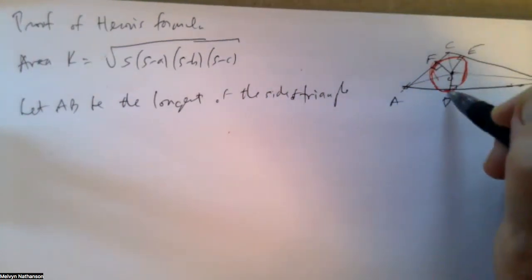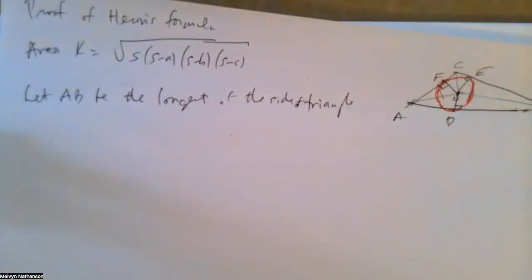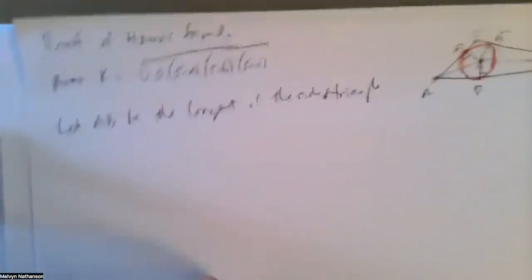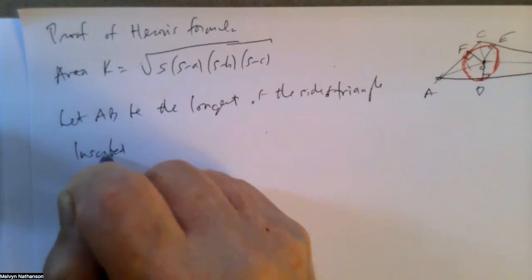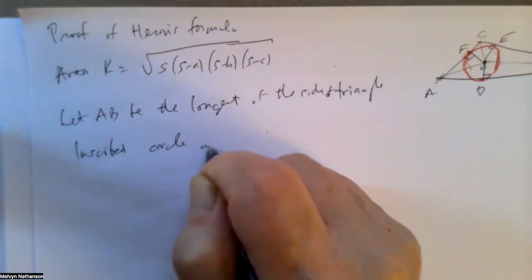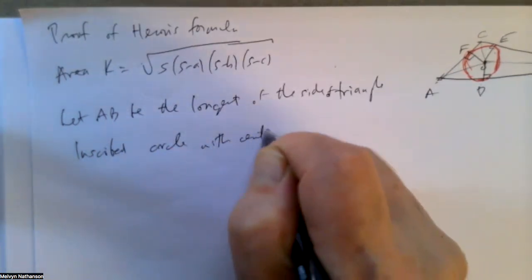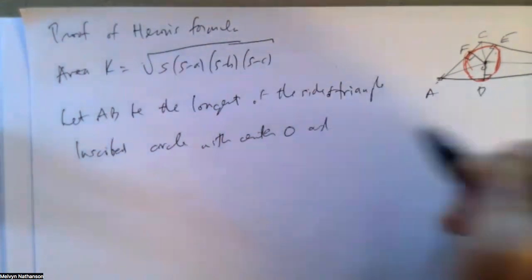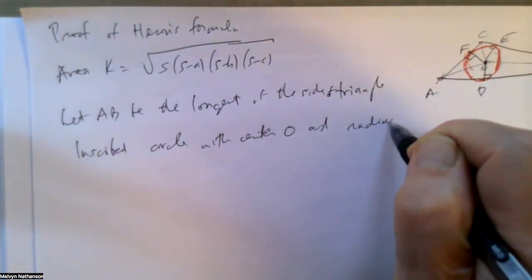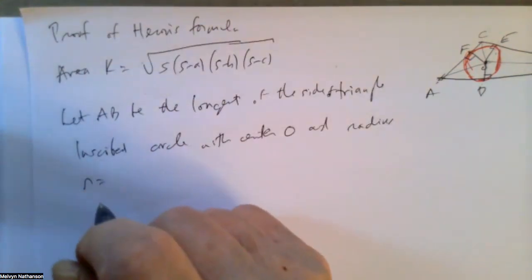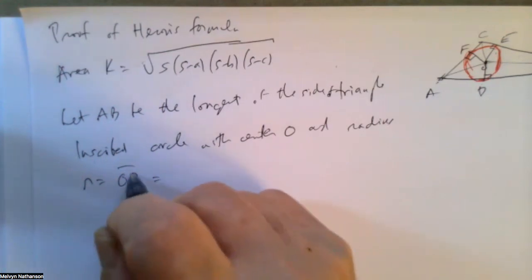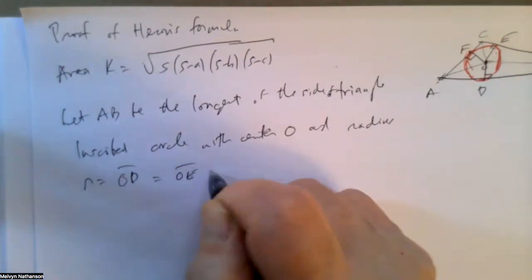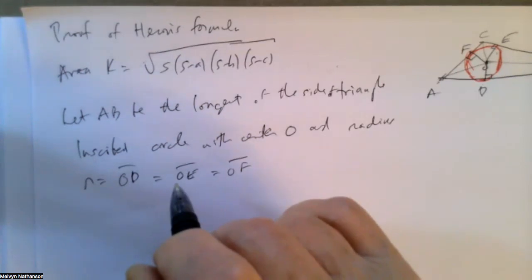So OD, OE, and OF are radii. They have the same length, right? So we have the inscribed circle with center at O and radius, let's call it R, which is the distance from O to D, the distance from O to E, the distance from O to F.